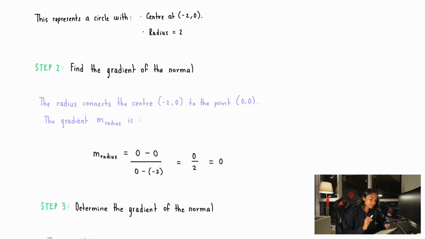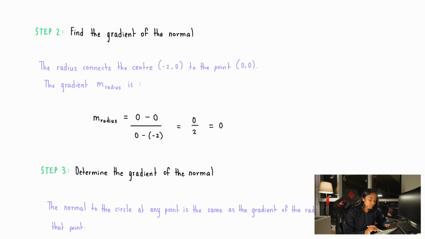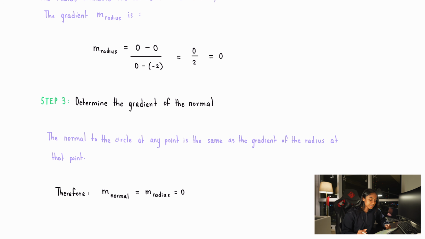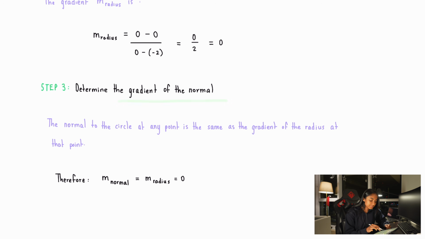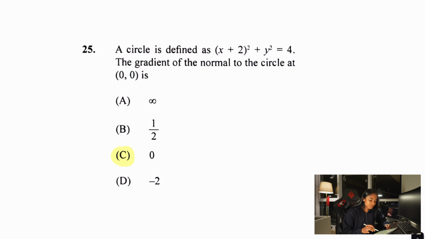So that's the first thing we know. Then find the gradient of the normal. m means gradient, remember that. So the radius is going to be along the normal, right? So the radius connects the center, (−2, 0), to the point (0, 0). So we have these 2 points. So we have (y2 − y1) over (x2 − x1) to get 0 over 2, which will just be equal to 0. Now we determine the gradient of the normal. Since we have the gradient of the radius, we know that the gradient of the normal would just be the same. So the normal to the circle at any point has the same gradient as the radius at that point. Therefore, the gradient of the normal is equal to 0. And therefore, the answer is 0. And it was that simple.